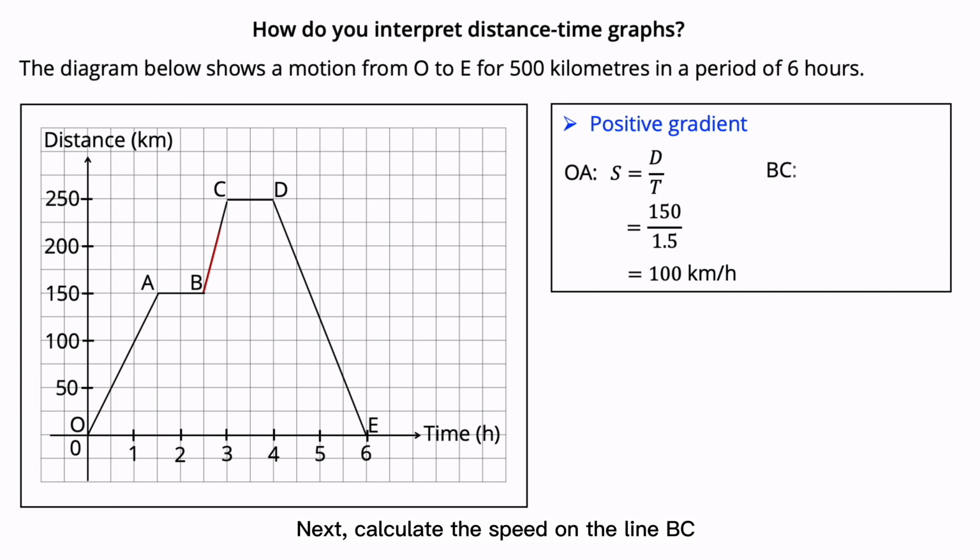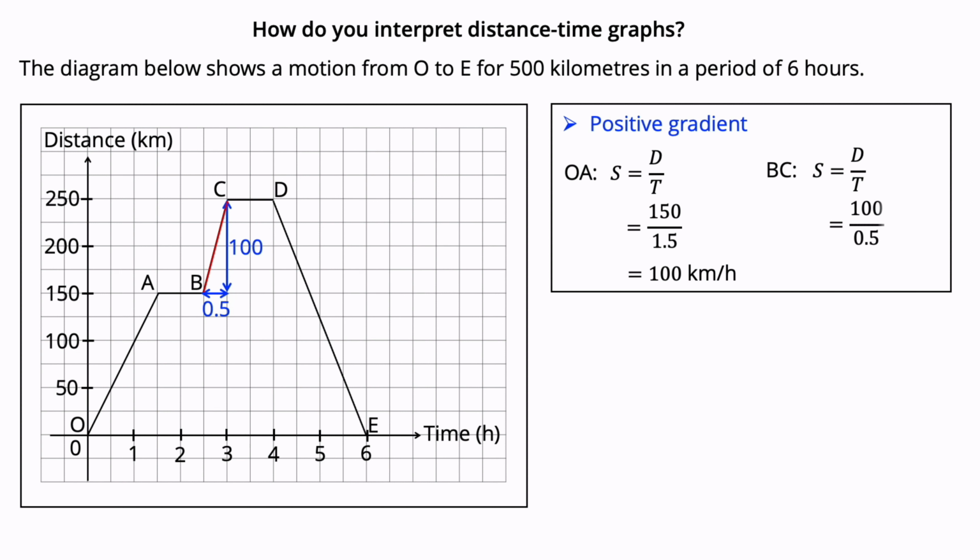Next, calculate the speed on the line BC. It has a positive gradient too. We can see the change in distance is 100 kilometers and the change in time is 0.5 hours. To find the speed, we divide distance by time. So we divide 100 by 0.5. This gives us a speed of 200 km per hour, faster than the part OA.